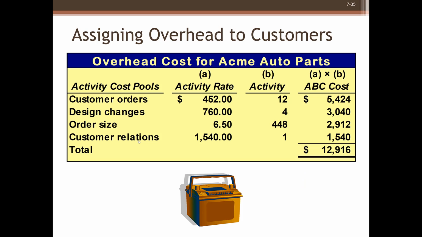Let's take a look at the calculation. For those 4 activity cost pools, we use activity rate multiplied by activity level, and we can get cost for each activity pool. This is ABC cost. So the total overhead, which should be assigned to Acme Auto Parts, should be $12,916.